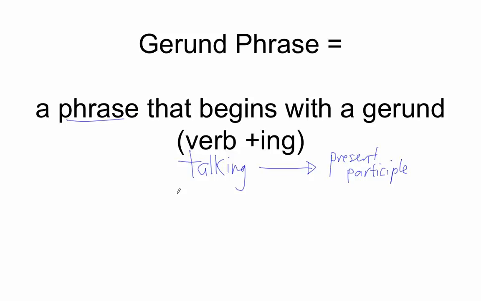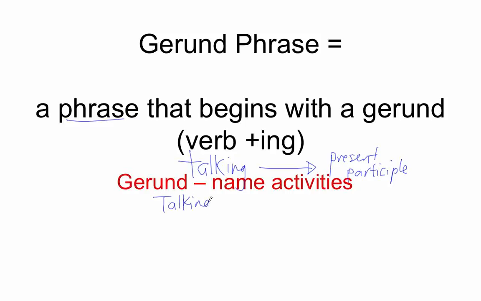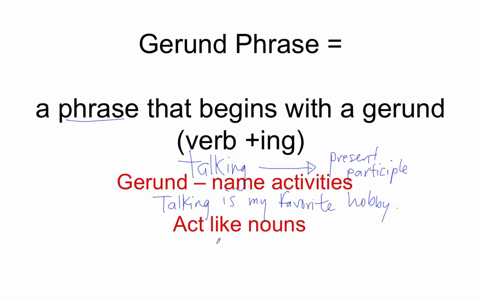If you are to use this verbal, the verb plus ing, as a noun, and if you're using it to name activities, then it becomes a gerund. So for example, if you were to say, talking is my favorite hobby, then it would be known as a gerund. So gerunds in turn act like nouns. So let's take a look at examples of how gerund phrases are used within the context of a sentence.